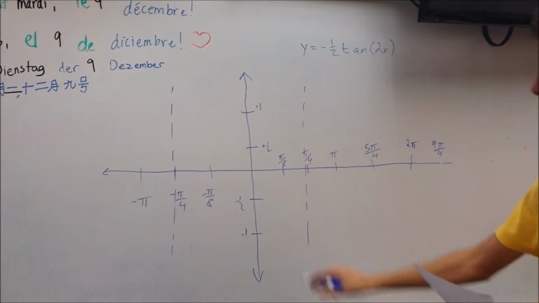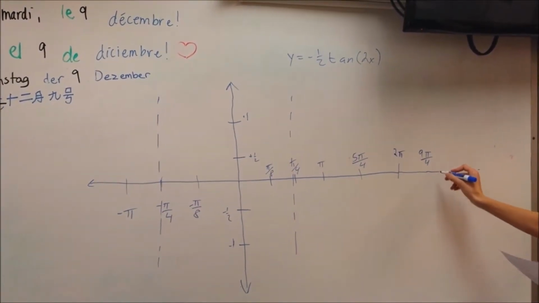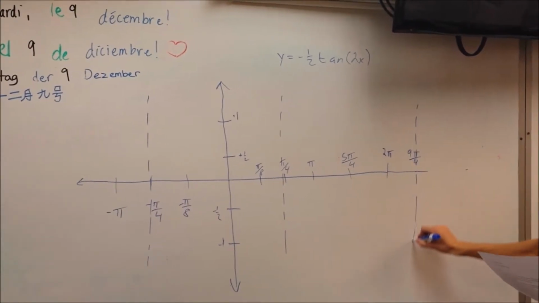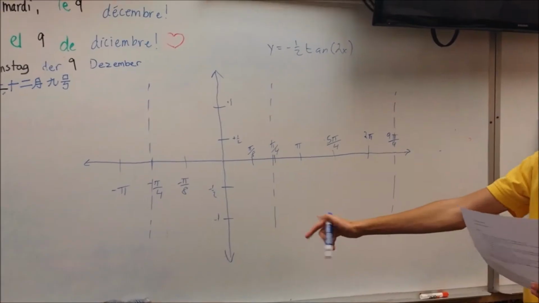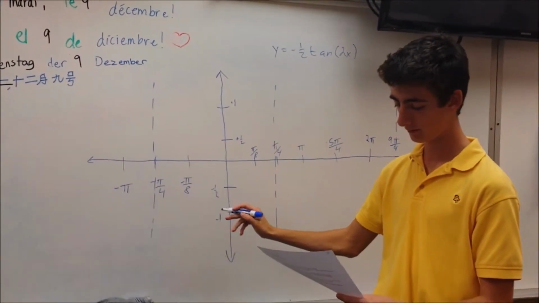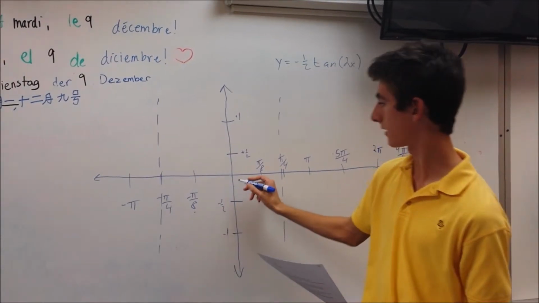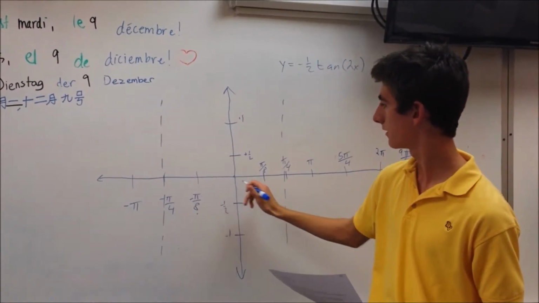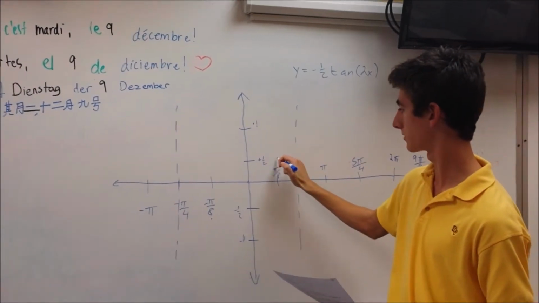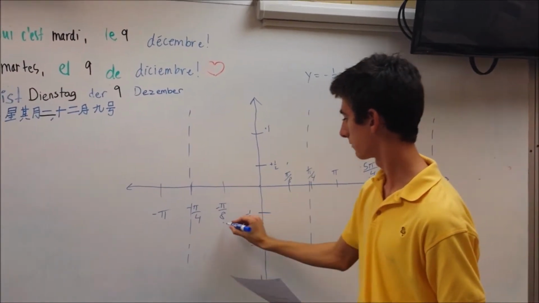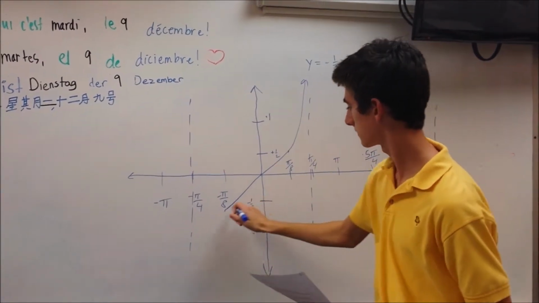And then we repeat them every pi because the period is pi. Our next asymptote would be at 5 pi over 4. And that graph continues. Next, we can graph our intermediate point at negative pi over 8, positive 1/2, our x-intercept at 0, 0, and our other intermediate point at pi over 8, negative 1/2. And then when we connect these, the graph looks something like this.